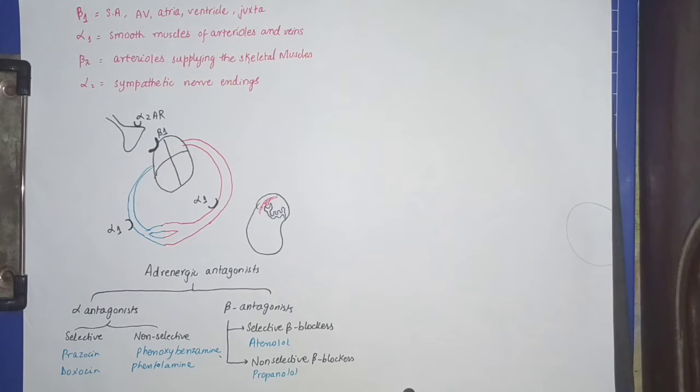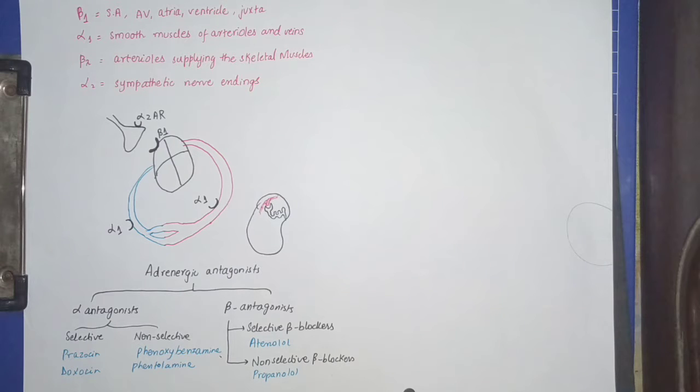In this video, I will briefly tell you about the beta and alpha antagonists, beta and alpha blockers. First of all, you should know that adrenergic nerve endings are mainly sympathetic nerve endings that release adrenaline or noradrenaline at the nerve endings and increase the sympathetic outflow.